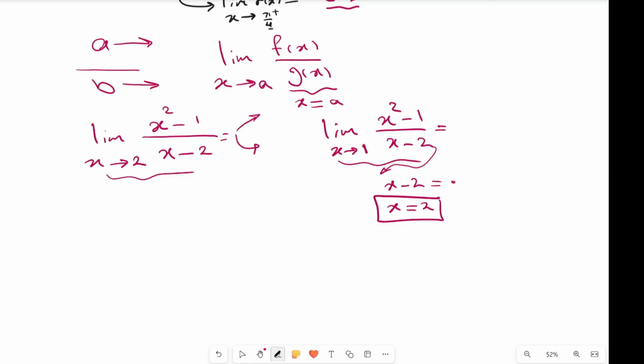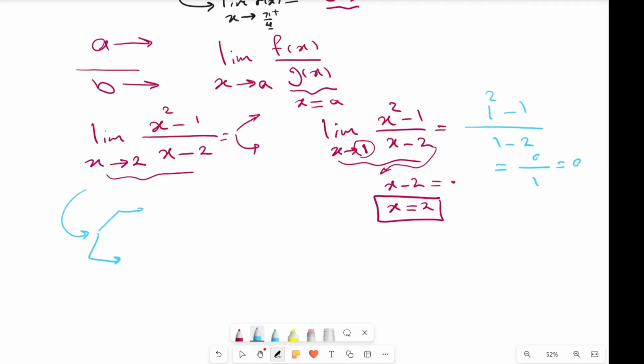For example, here, I just put this point in the top of the formula. Therefore, we get 1 squared minus 1 over 1 minus 2. Yes? The top is 0, and the answer is 0. But about this one, we must do both sides: the limit of x squared minus 1 over x minus 2 as x goes to 2 positive, and the limit of x squared minus 1 over x minus 2 as x goes to 2 negative. Okay, guys.